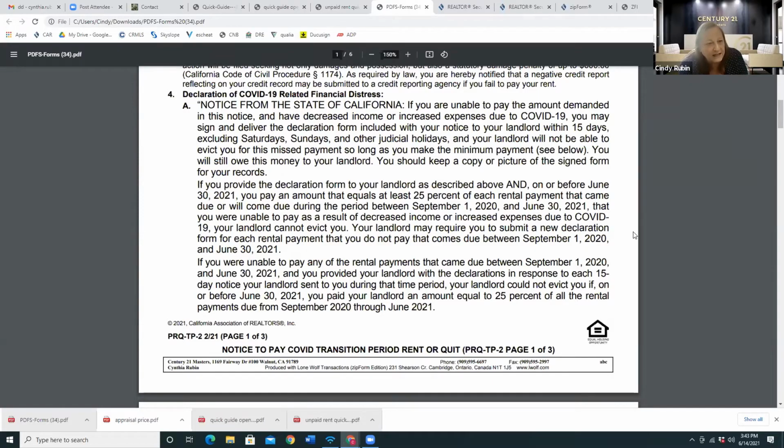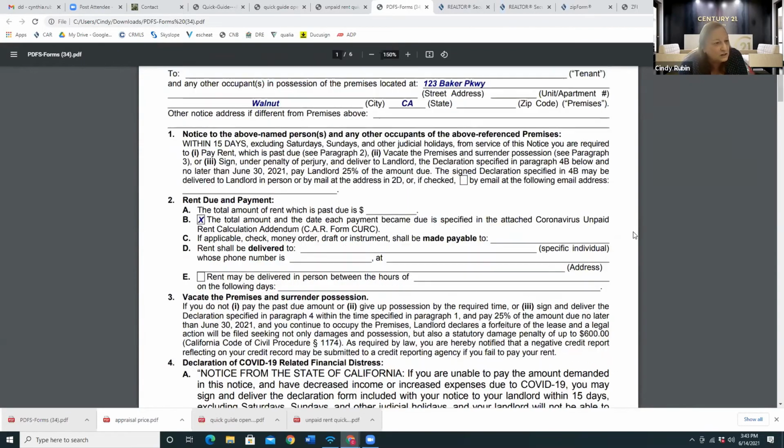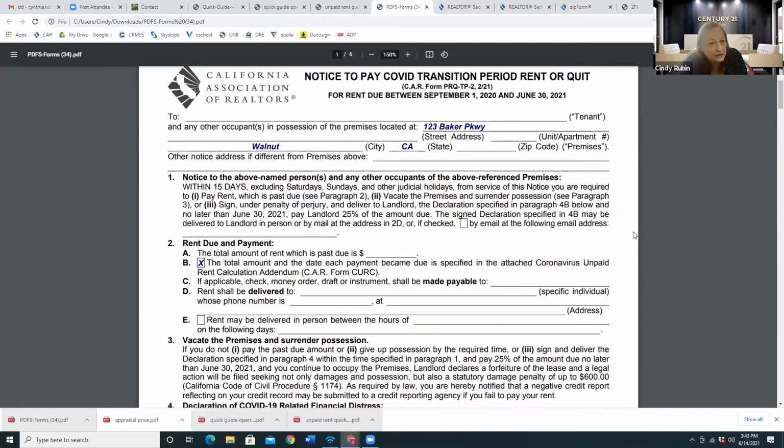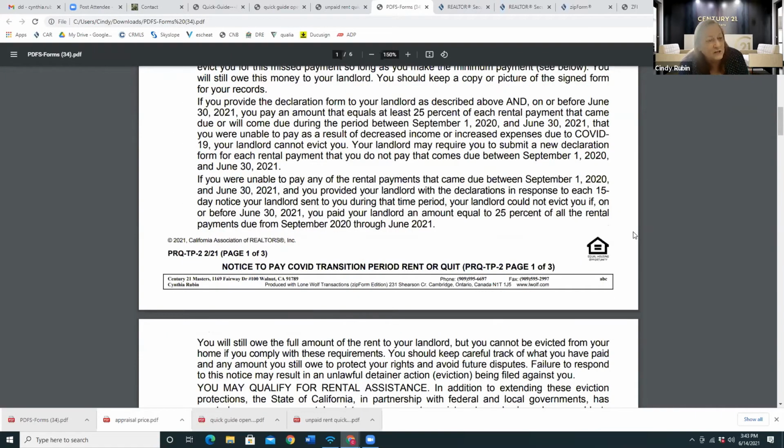Okay, so if you've already given the 15-day notice, I thought you couldn't give it until, oh, interesting. So I guess you can already give this 15-day notice, even before June 30th. You can give the notice. And if they don't pay any rent and they don't pay at least 25% by the end of June, then the landlord can evict them. Because that was the deal between September 1st and June 30th. Tenants had to pay 25% of the rent, but they only had to do that by June 30th. And it's all okay.